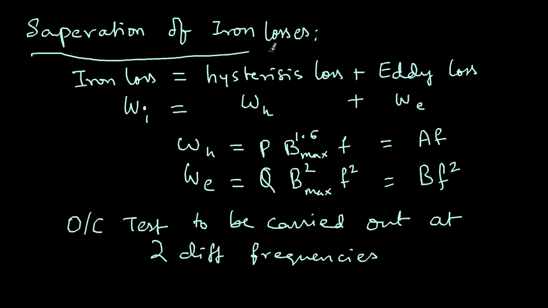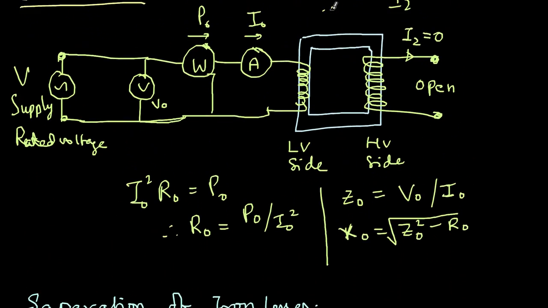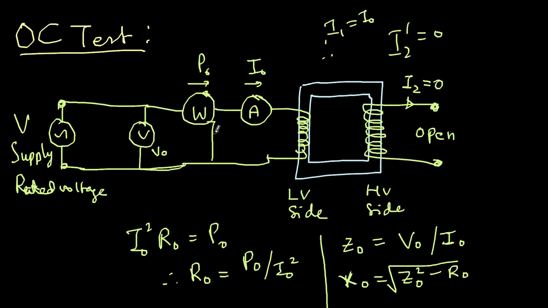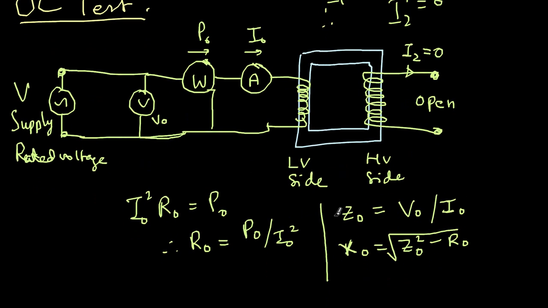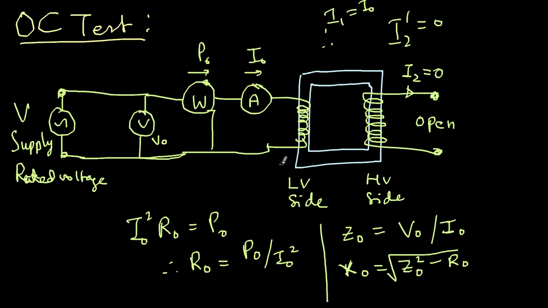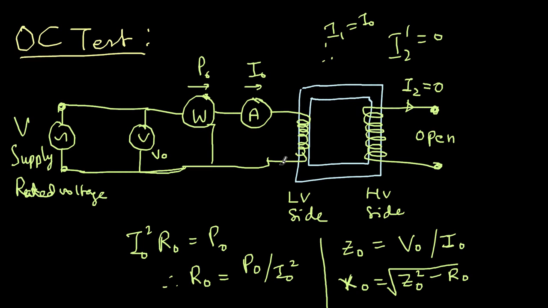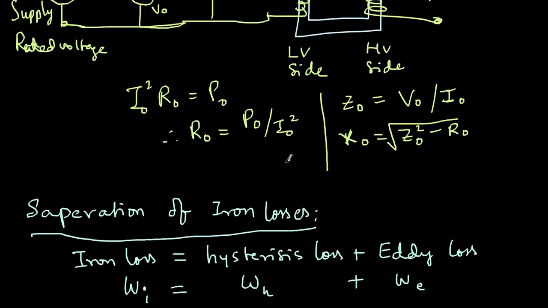First of all, determination of iron losses we can do by doing the OC test. Full load supply rated voltage will be applied. You also know that the flux in the core is constant, whether it is open circuited or short circuited, no load or full load or half load. The flux in the core is always constant. Therefore the core losses are always constant and always there in the transformer. That we can determine by this open circuit test.